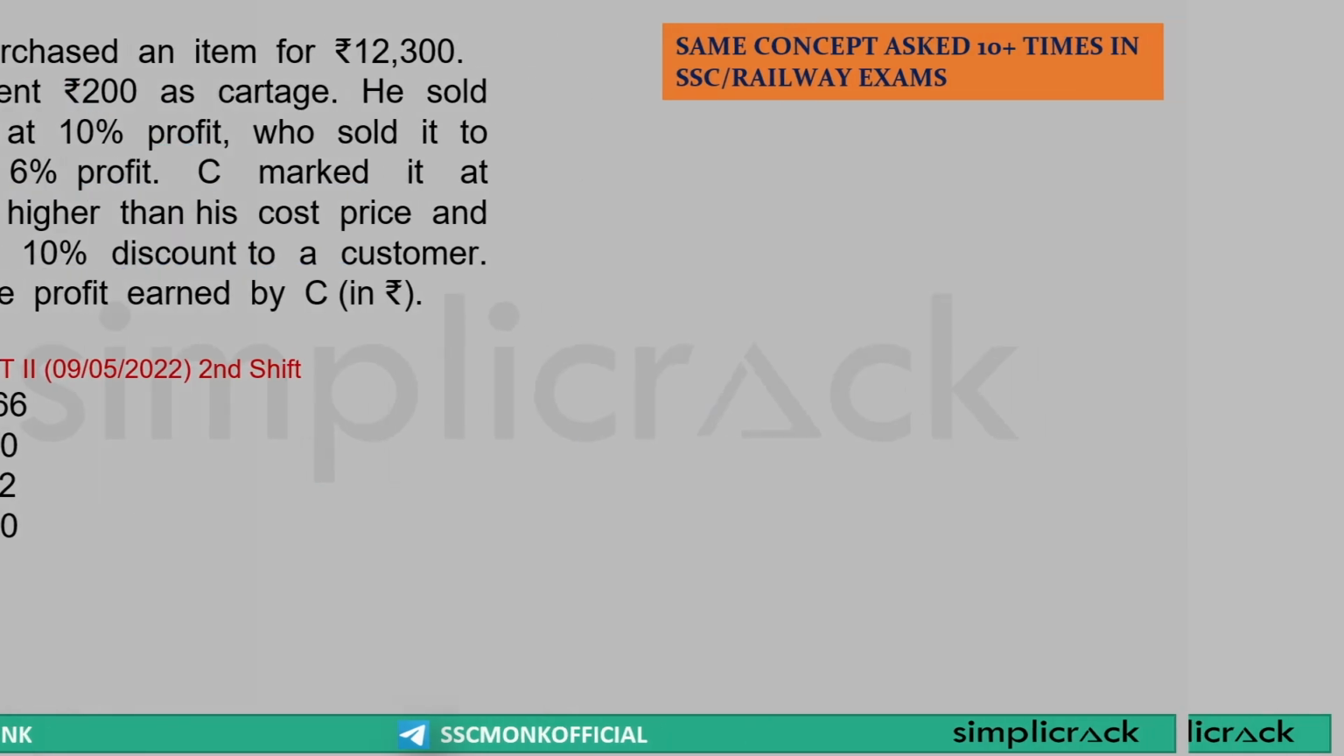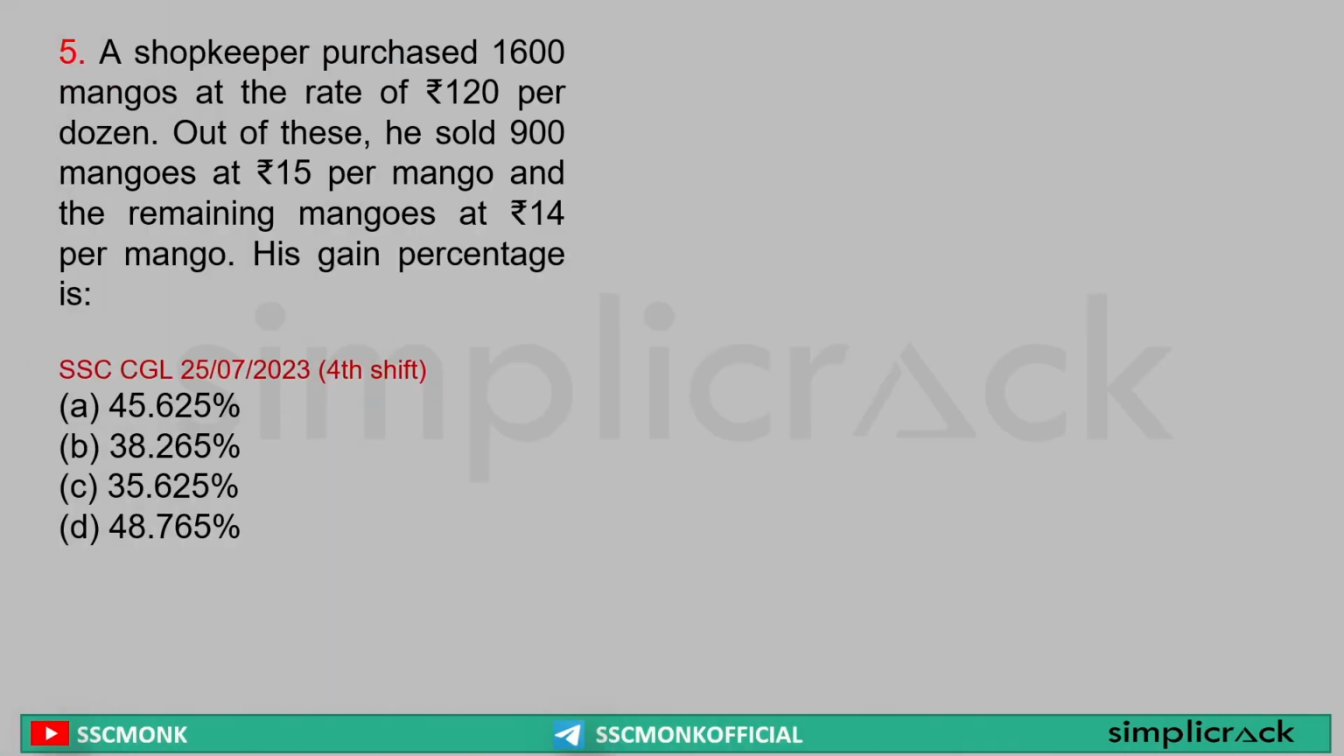Clear? Next. A shopkeeper purchased 1600 mangoes at the rate of 120 per dozen. Understand this. That person has purchased 1600 mangoes. Now 120 per dozen means 12. A dozen means 12 mangoes. Okay. So cost price of each mango is what? 10. Clear?